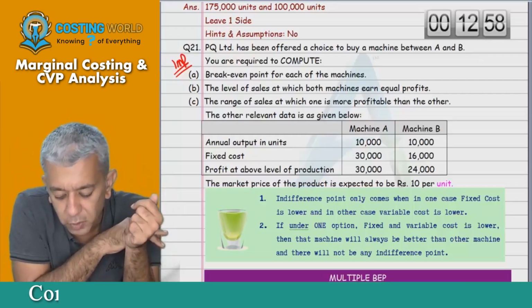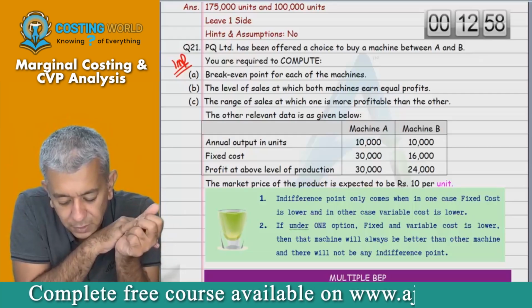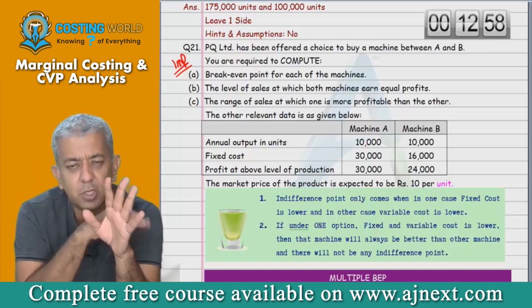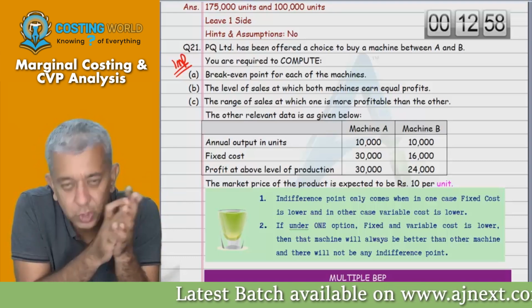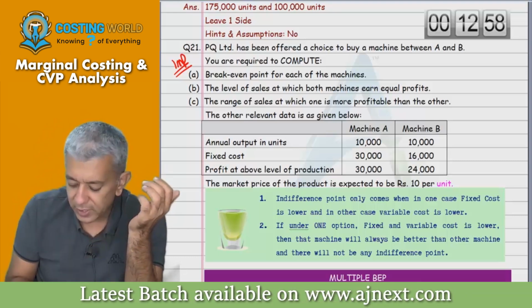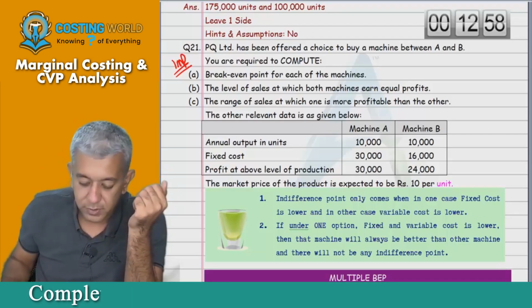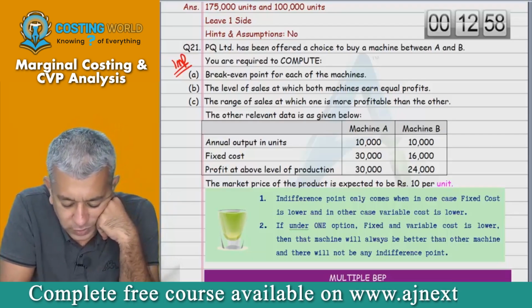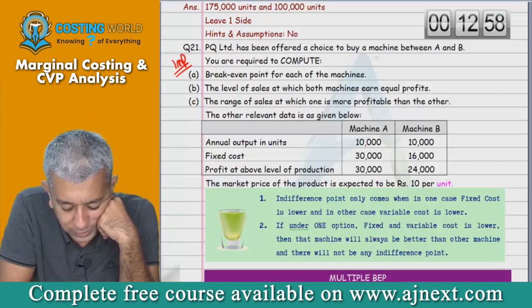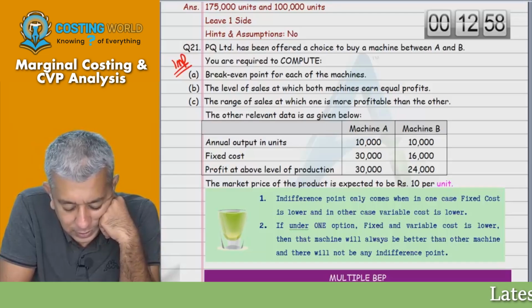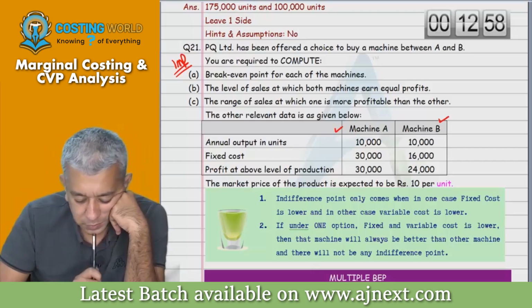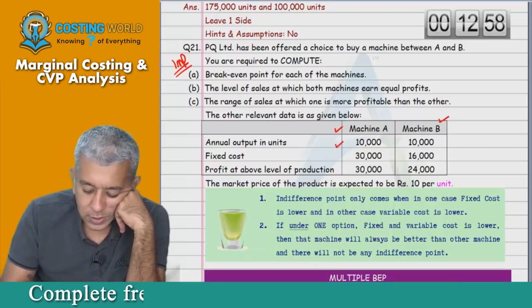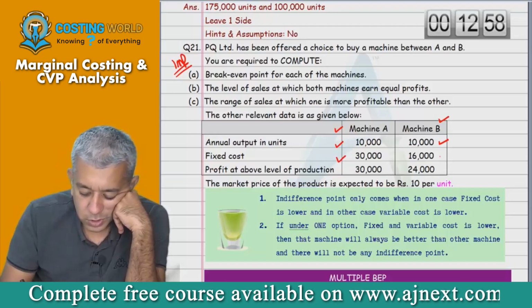PQ Limited has been offered to buy a machine between A and B. So we want to be buying some machine between A and B. You are required to compute: A, break-even point for each machine. B, the level of sales at which both the machines will earn equal profits. C, the range of sales at which one machine is more profitable than the other. The other relevant data is given below. You have machine A, you have machine B. Output in units 10,000. Fixed cost. Profit at above level of production.